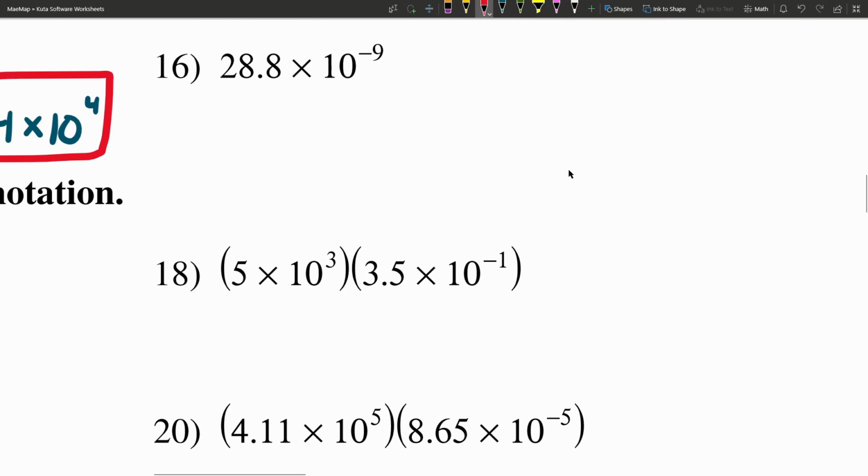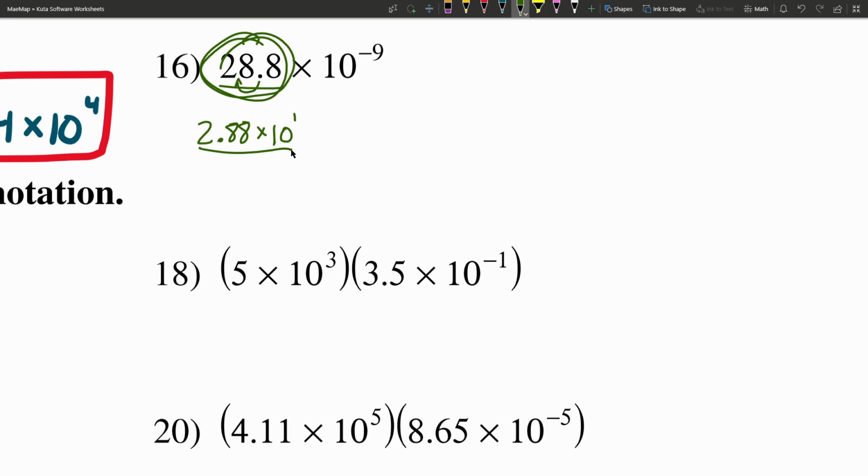Moving on to our last number for this set of directions, number 16. Again, starting by rewriting 28.8 in scientific notation, well, I would need to move the decimal place once to the left. So because I'm decreasing this overall value of 28.8 and making it 2.88, I need to multiply by 10 to the positive first, because 2.88 times 10 equals 28.8.